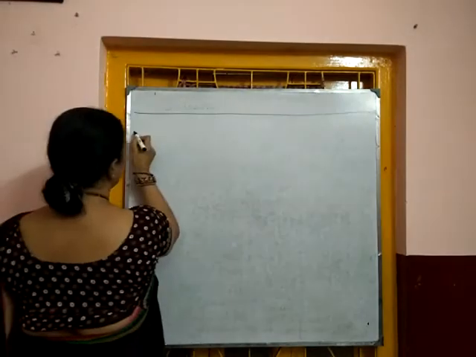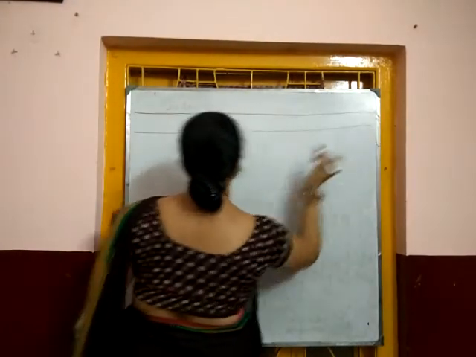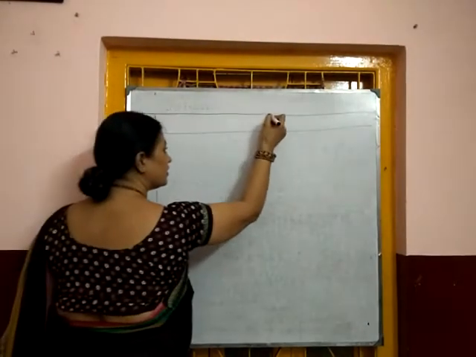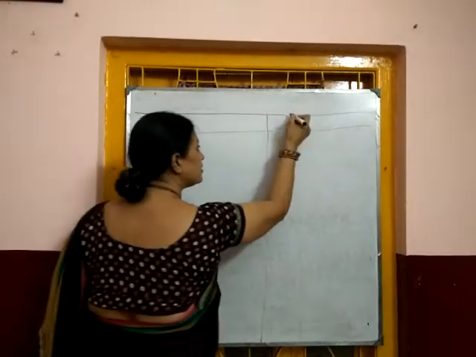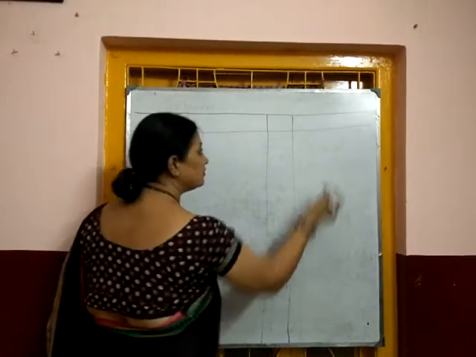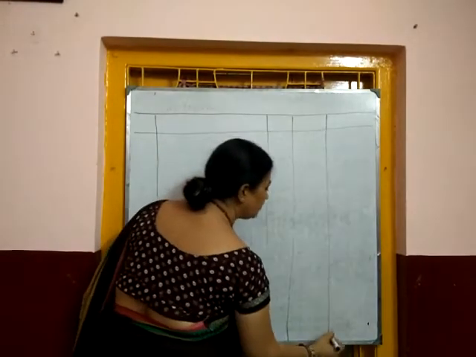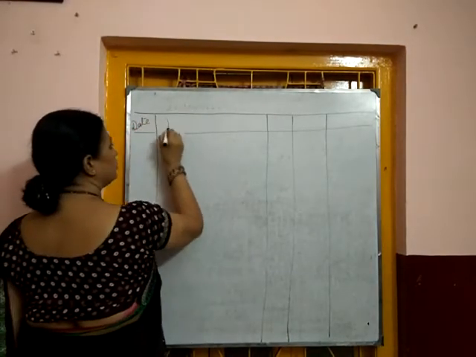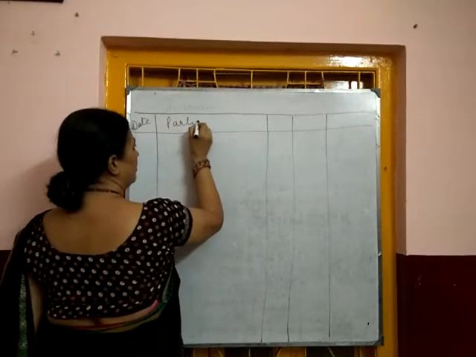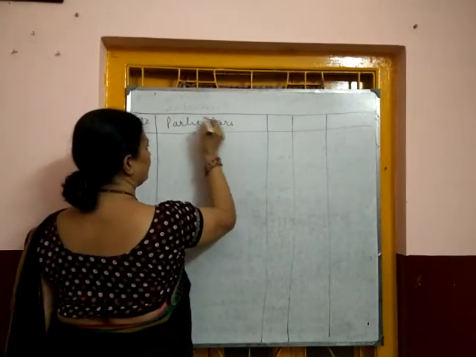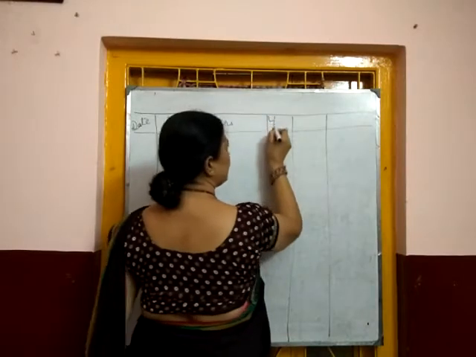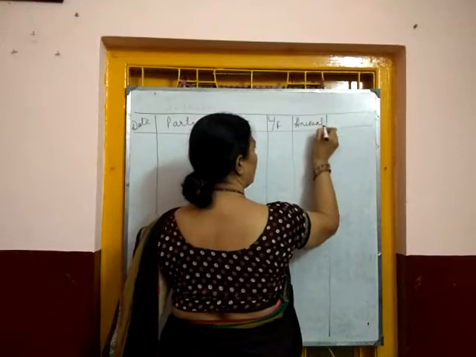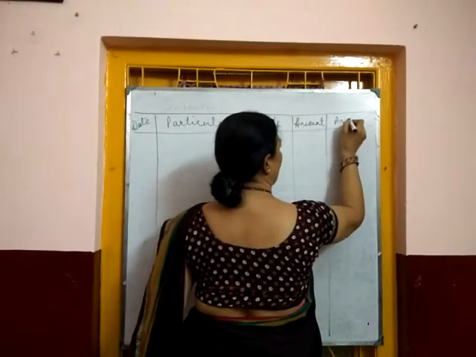How to draw the format? This is the format. Here is a column. This is a date. This will be particulars. Then we have a ledger folio and two columns for amount. Date, particulars. This is ledger folio. This is amount and this is also amount.